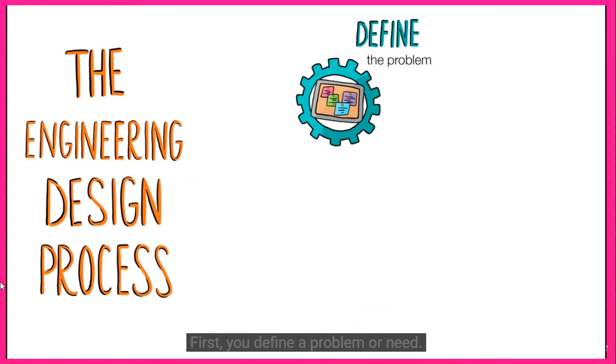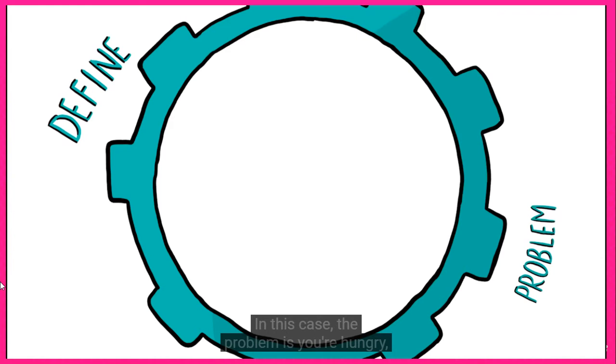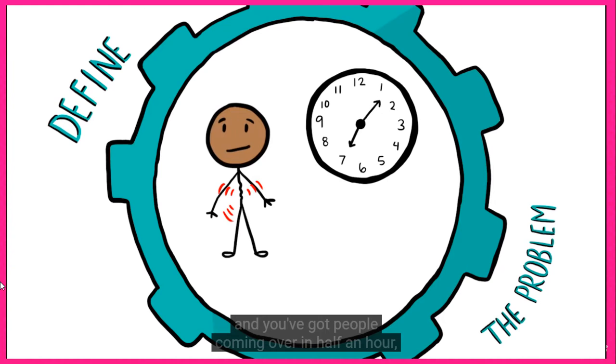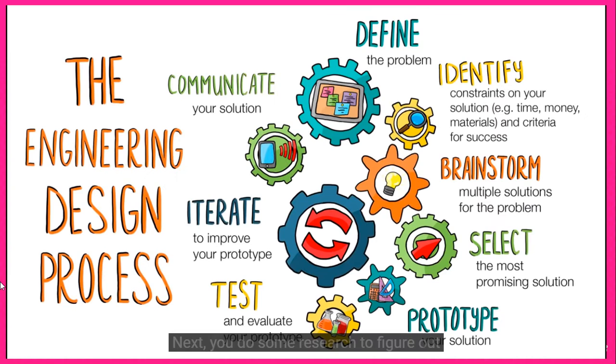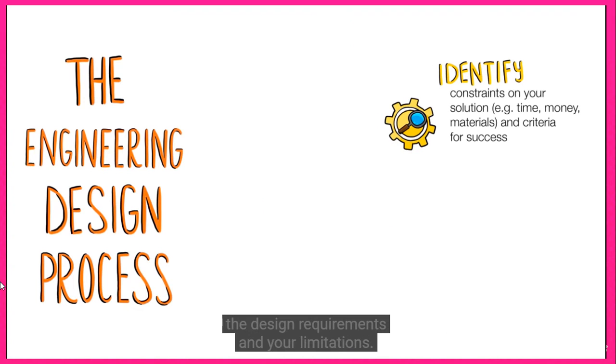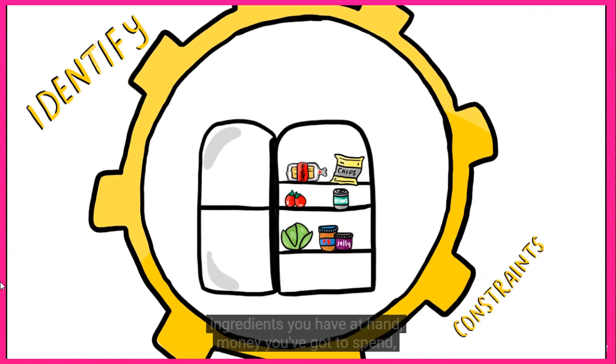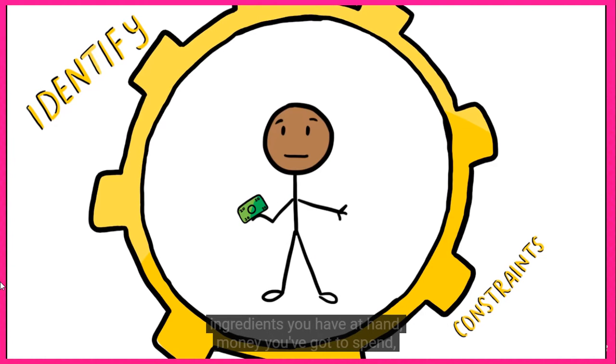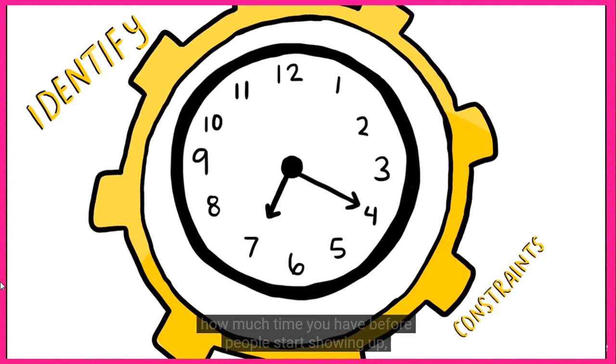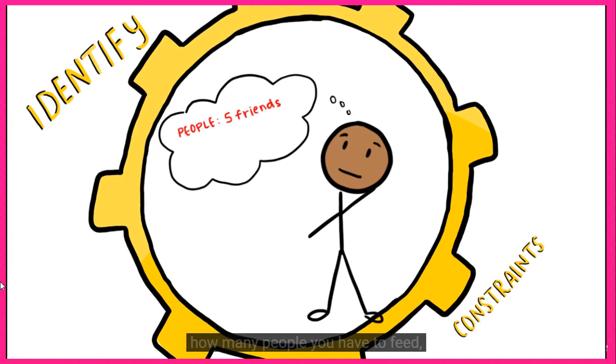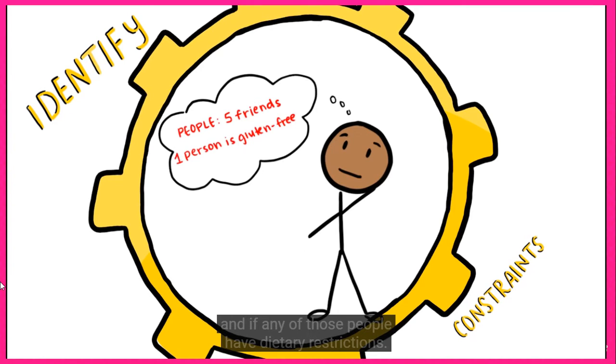First, you define a problem or need. In this case, the problem is you're hungry and you've got people coming over in half an hour, and they might be hungry too. Next, you do some research to figure out the design requirements and your limitations. So in this case, you'd assess things like ingredients you have at hand, money you've got to spend, how much time you have before people start showing up, how many people you have to feed, and if any of those people have dietary restrictions.